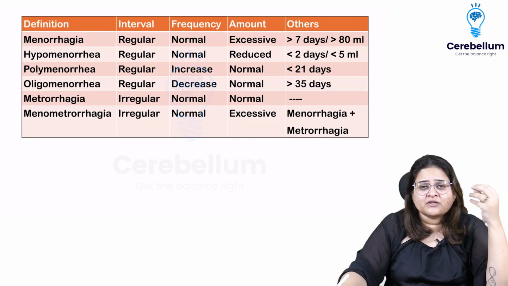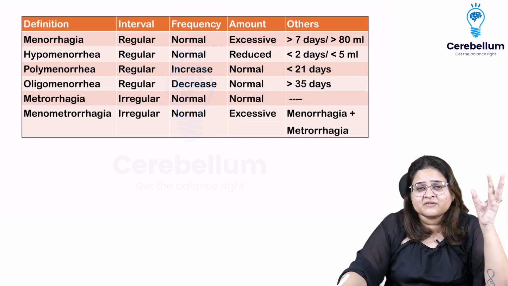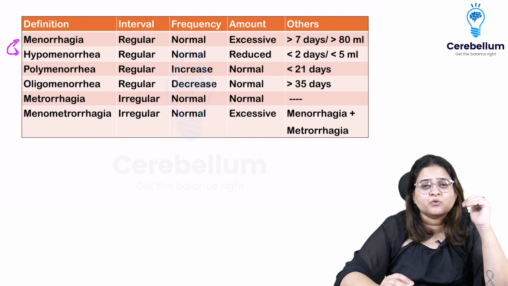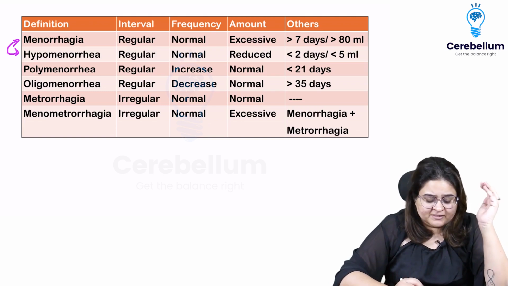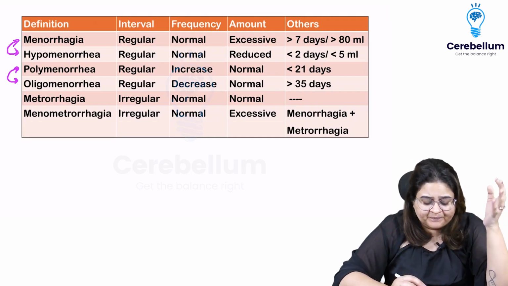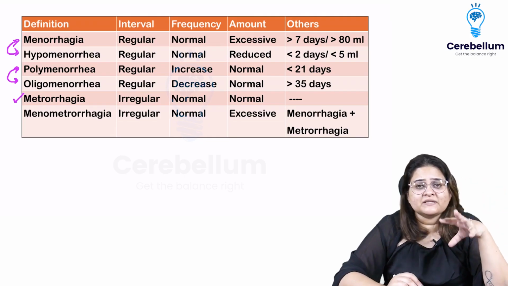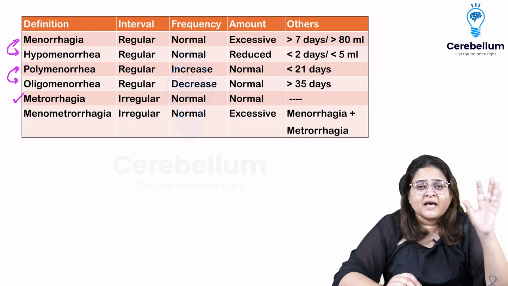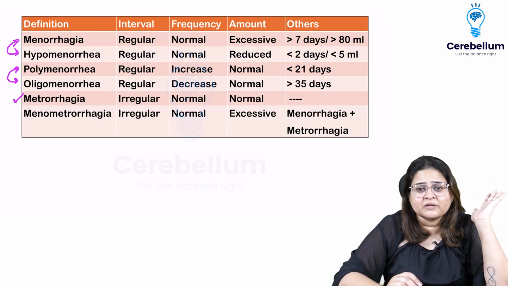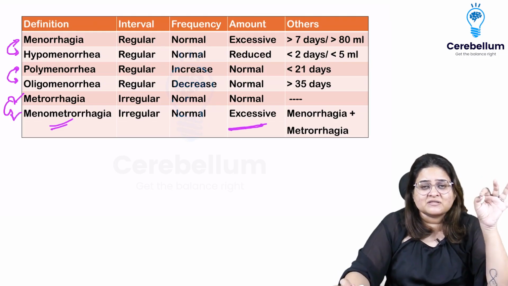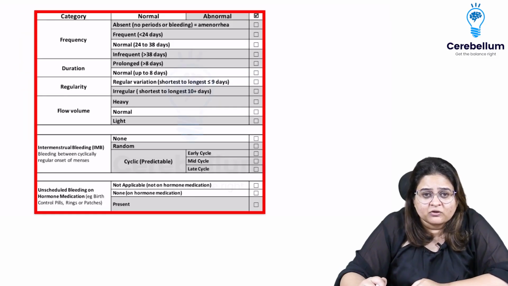So menorrhagia, I told you this before, is a regular cycle bleeding which is either excessive in amount or duration. The opposite of menorrhagia is hypomenorrhea, that means scanty bleeding. Similarly, polymenorrhea is a frequent cycle, oligomenorrhea is an infrequent cycle. Metrorrhagia is irregular bleeding in between the cycles. You have a woman who's having her regular periods and in between she's having bleeding, intermenstrual bleeding. And if that intermenstrual bleeding is excessive, it is called menometrorrhagia. So excessive intermenstrual bleeding is menometrorrhagia.